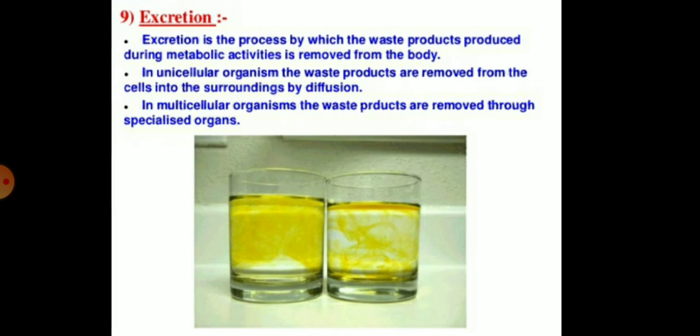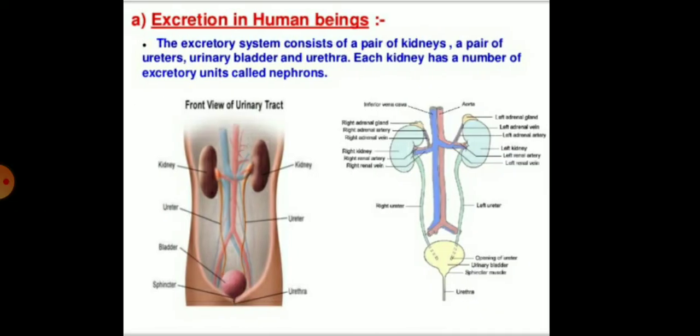But in multicellular organisms, the waste products are removed through specialized organs. In human beings the system consists of kidneys, ureters, urinary bladder, and then urethra. So children, the human excretory system consists of a pair of kidneys, a pair of ureters, a urinary bladder, and urethra. Each kidney has a number of excretory units. These are the structural and functional units of the kidneys, which are called nephrons.